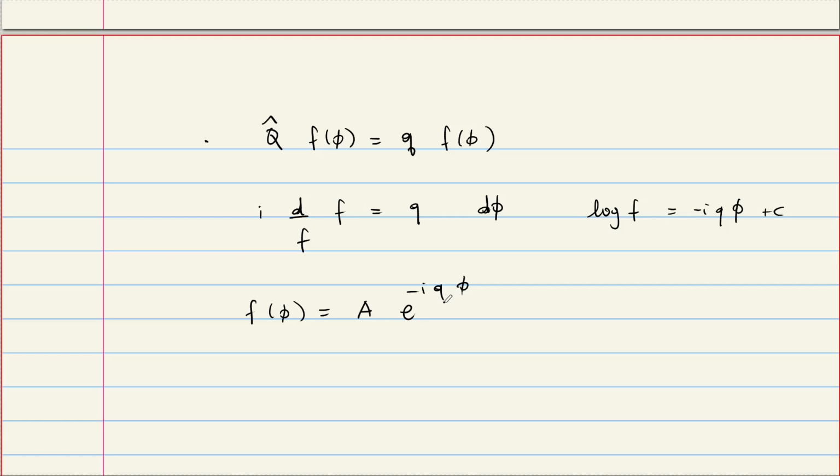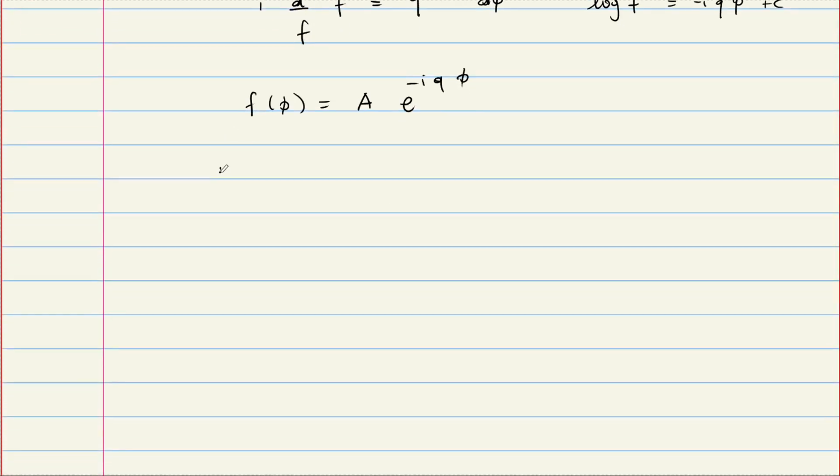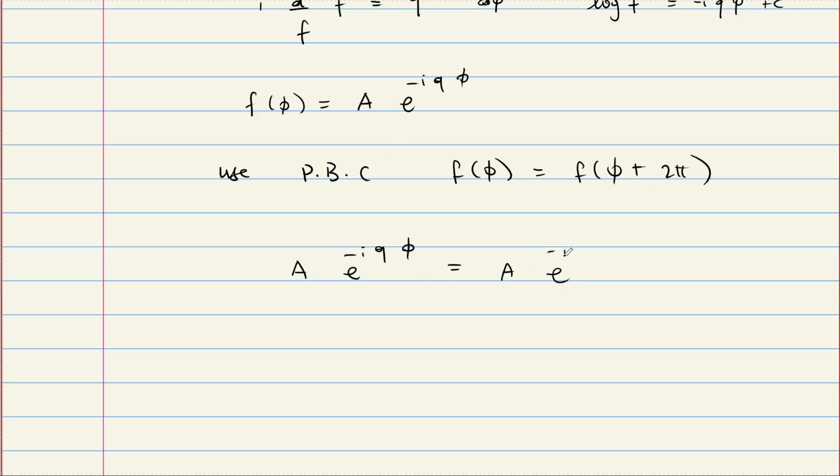So I found the eigenfunctions. To find the eigenvalues, I use the boundary condition. So use periodic boundary conditions: f of phi is equal to f of phi plus 2 pi. That means a times e to the minus i q phi should be equal to a times e to the minus i q (phi plus 2 pi).